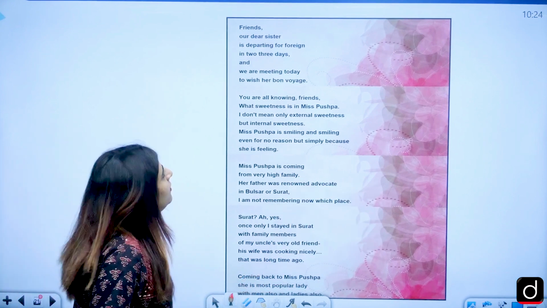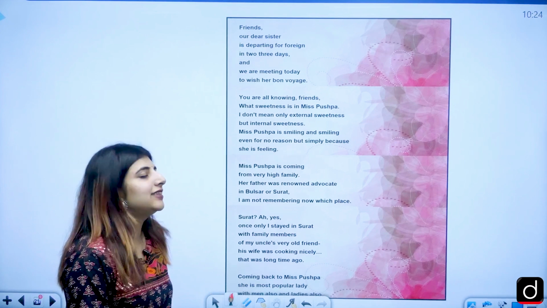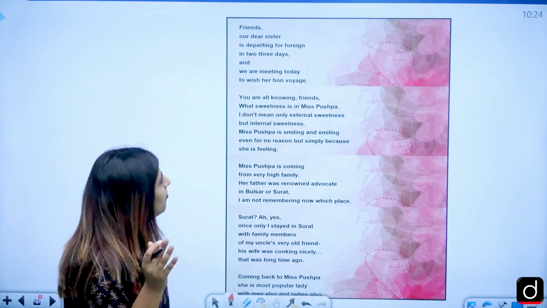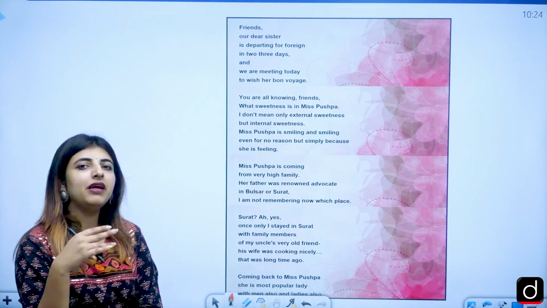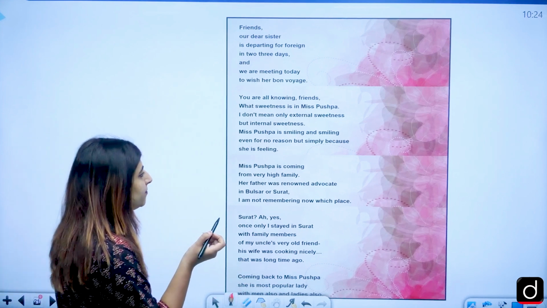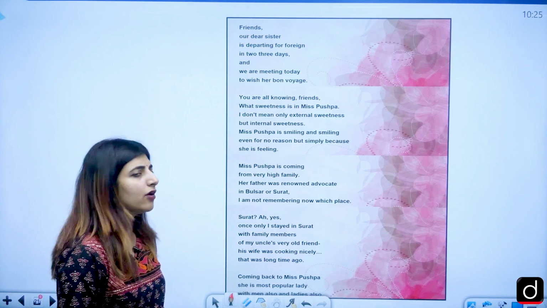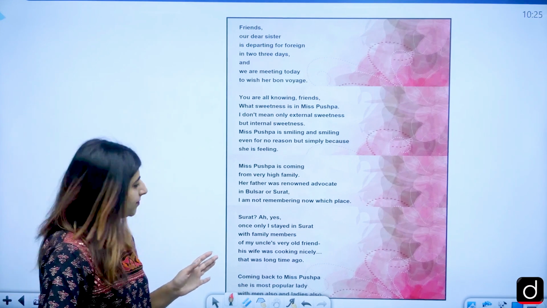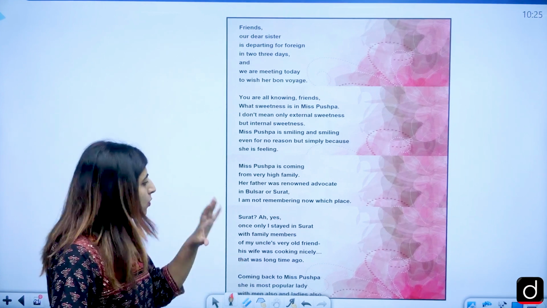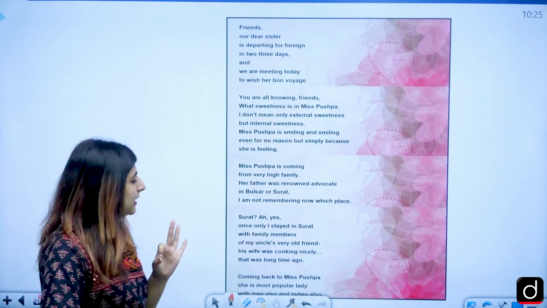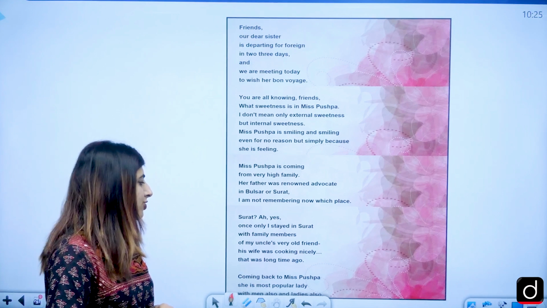Friends, our dear sister is departing from foreign in 2-3 days, and we are meeting today to wish her bon voyage. You are all knowing, friends, what sweetness is in Miss Pushpa. I don't mean only external sweetness, but internal sweetness as well. Miss Pushpa is smiling and smiling even for no reason, but simply because she is feeling that she is going to move forward. Miss Pushpa is coming from very high family. Her father was a renowned advocate in Bulzar or Surat. I'm not remembering now which place. Surat. Yes. Once only I stayed in Surat with family members of my uncle's very old friend. His wife was cooking nicely. That was a long time ago. Coming back to Miss Pushpa, she is the most popular lady with men also and ladies also.